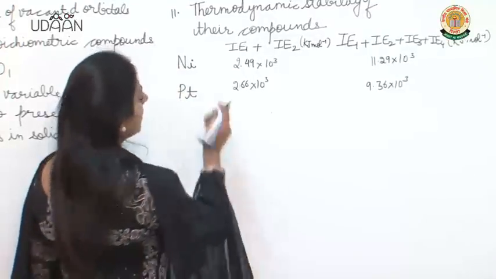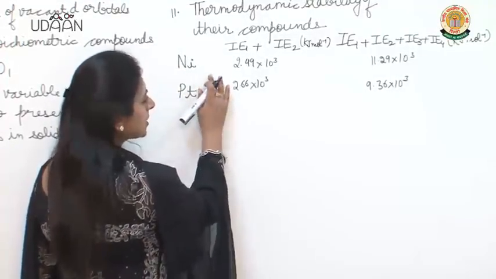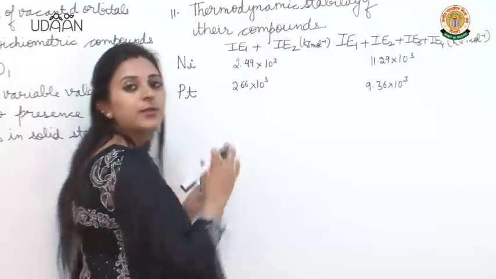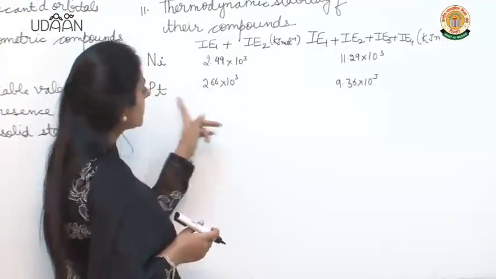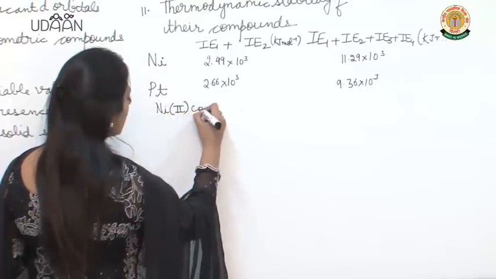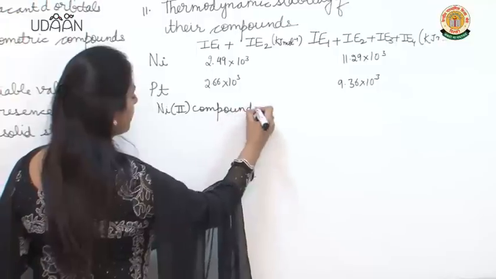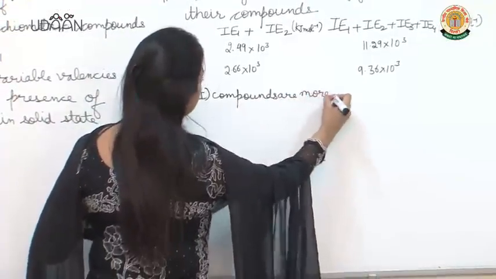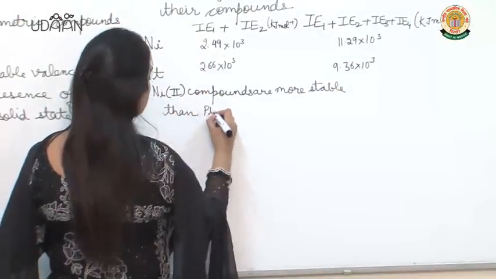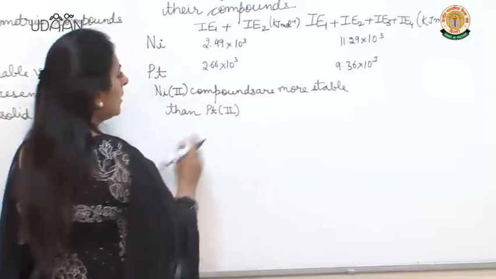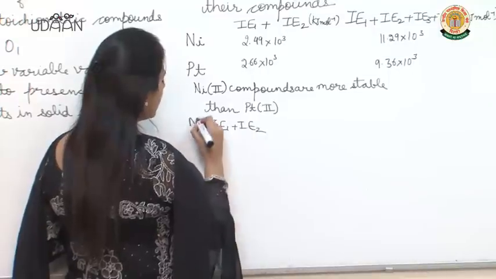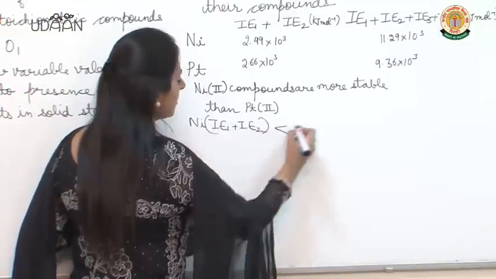Now if I talk about nickel 2, nickel in oxidation state 2 अगर मैं देखूँ, sum of first two ionization enthalpy of nickel is smaller than the sum of first two ionization enthalpies of platinum. That means nickel 2 compounds are more stable than platinum 2 compounds. Why? Because IE1 and IE2 of nickel is less than platinum.